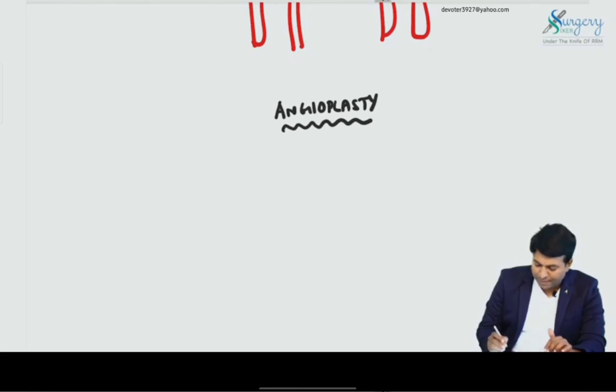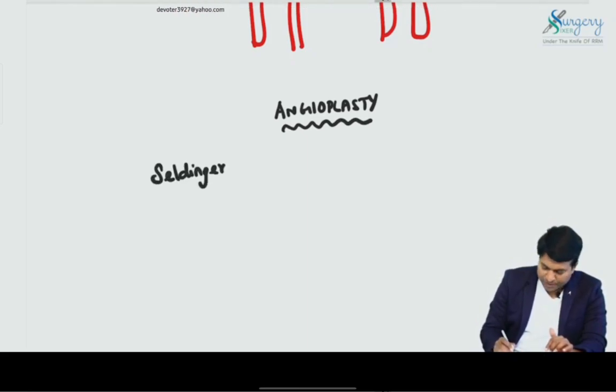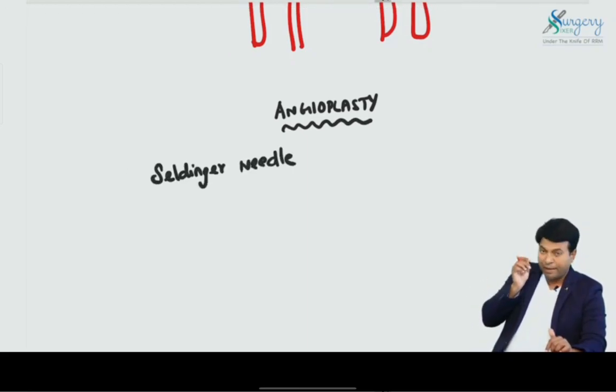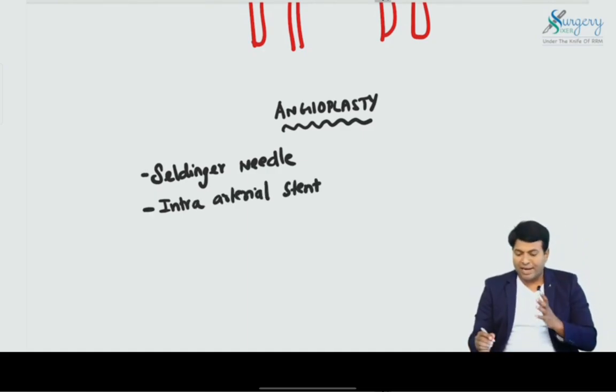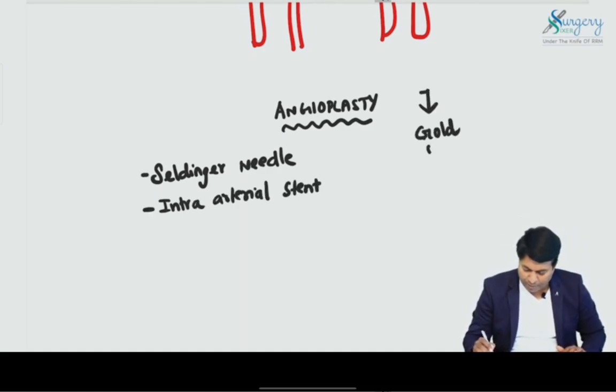The same Seldinger technique: the Seldinger needle is passed beyond the thrombus, and we put an intra-arterial stent. The intra-arterial stent is placed so that it prevents the occlusion. So this is the latest gold standard. Angioplasty is the gold standard treatment for vascular occlusions today.